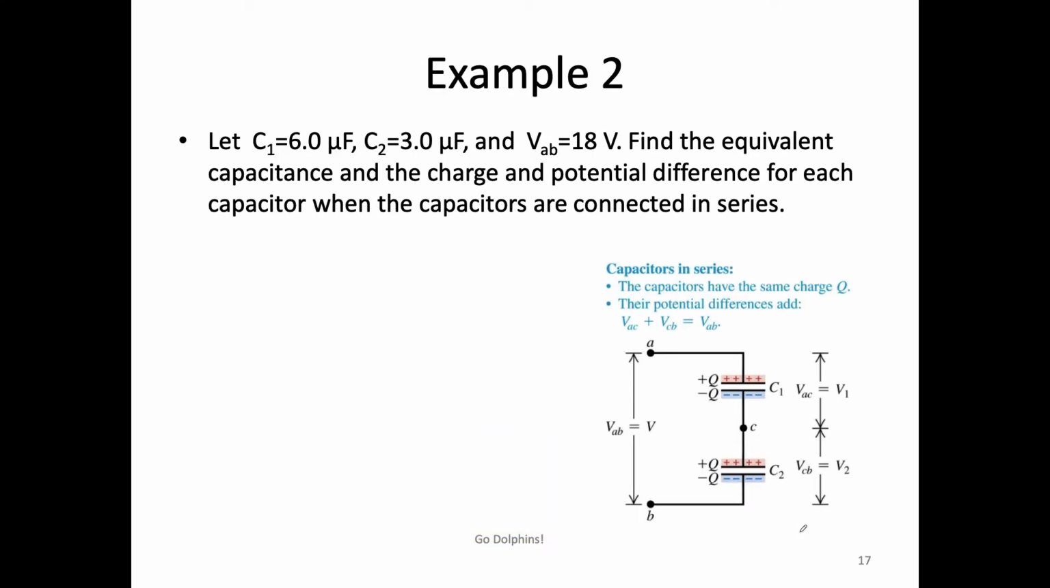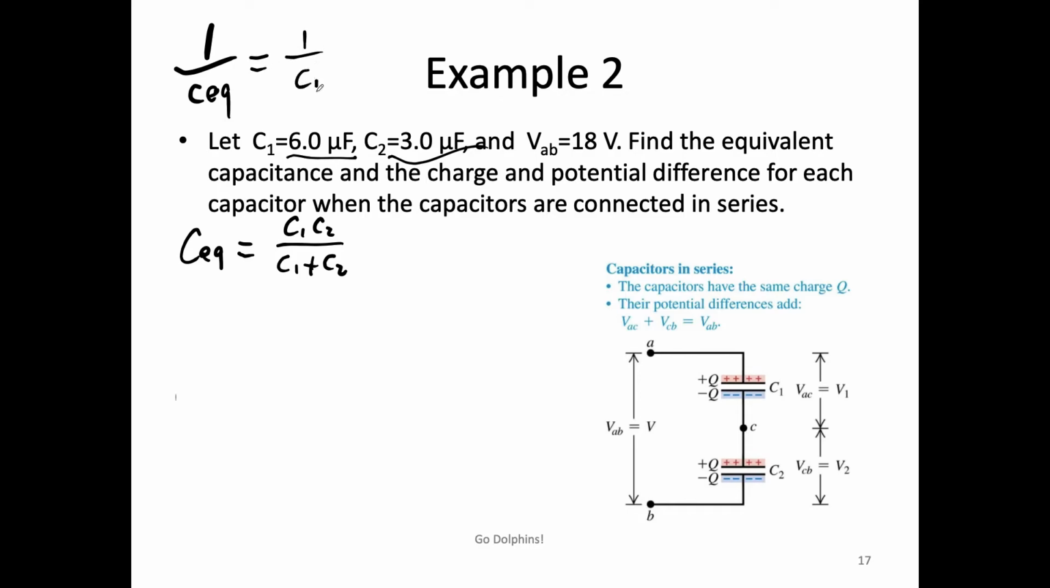So let's do one example. We have C1 equals 6 microfarad, C2 equals 3 microfarad. What's the equivalent capacitance? Now it is C1 times C2 over C1 plus C2, right? Of course, that comes from 1 over C equivalent equals 1 over C1 plus 1 over C2. Putting in all the numbers, we find it is 2 microfarad.